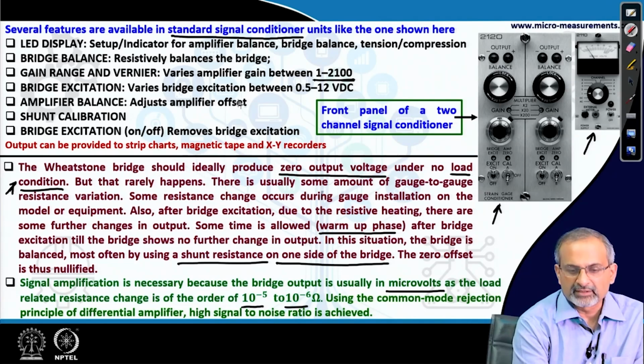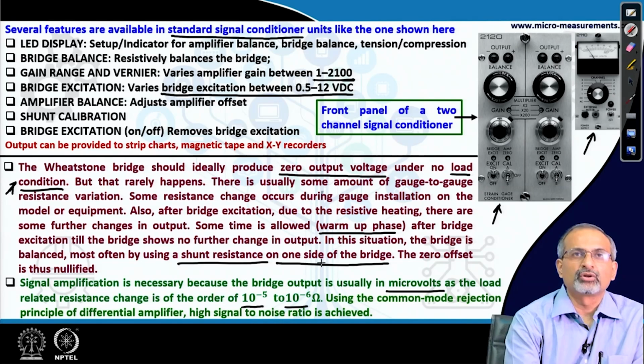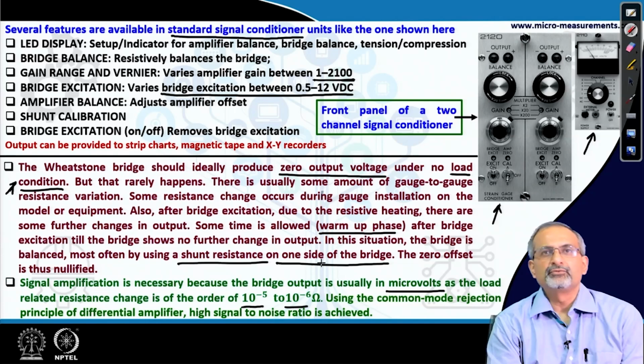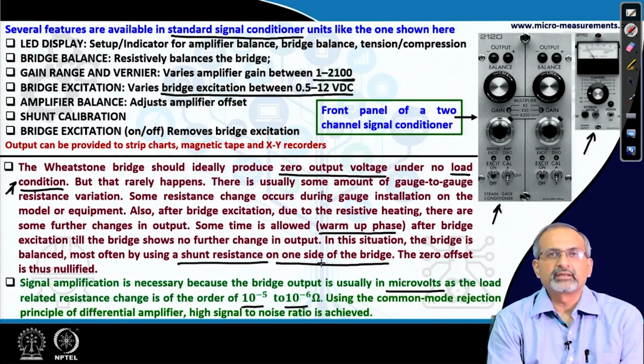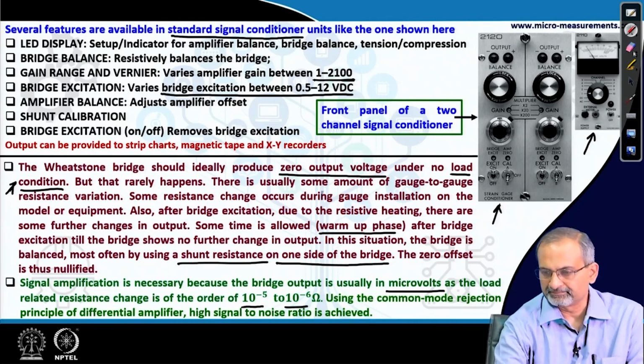Bridge excitation, as I said, varies over a certain range so that it matches the transducer end. Amplifier balance which adjusts amplifier offset, shunt calibration, bridge excitation either on or off, and output of such a signal conditioner can be provided straight away to devices like strip charts, magnetic tapes and XY recorders. If you need to use it with digital data acquisition systems, then you have to convert this analog signal further into a digital one before it is processed.